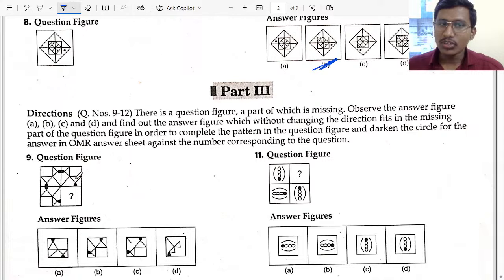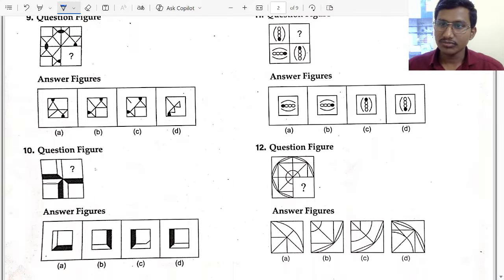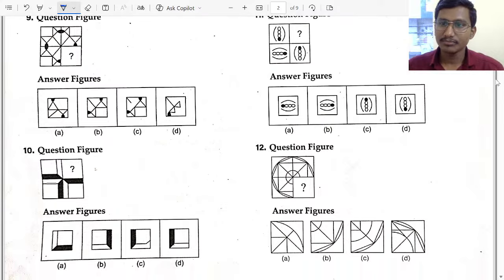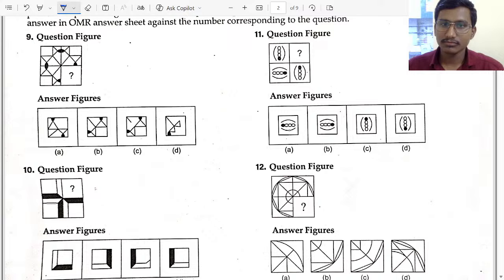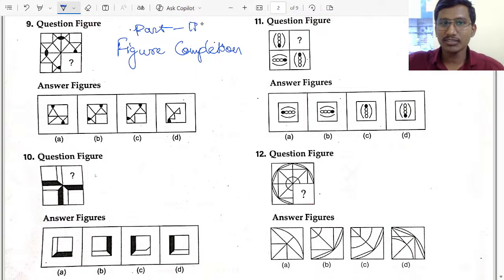In the third part, what will be there? We have to complete the figure. So it is figure completion. So these are the questions. These are the 4 questions, students. So do it and tell me the answer here. So figure completion, third part, figure completion. Okay, so tell me the answers now.